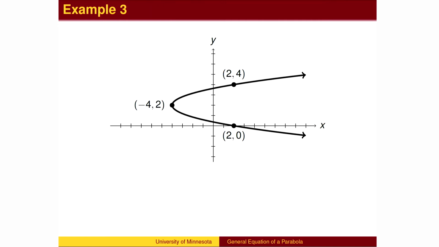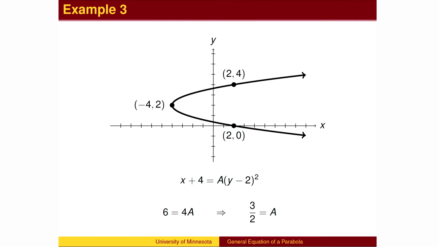Here's an example of a horizontal parabola. The standard form is x equals y squared. It opens to the right, so it is positive y squared. The vertex is at -4, 2, so h equals -4 and k equals 2. We can determine the stretch factor as we did in example 1, but here's another approach. By taking a point on the parabola, like 2, 4, and plugging in the values of 2 for x and 4 for y, we now have just one variable in the equation. We can solve for a to obtain the value 3/2.